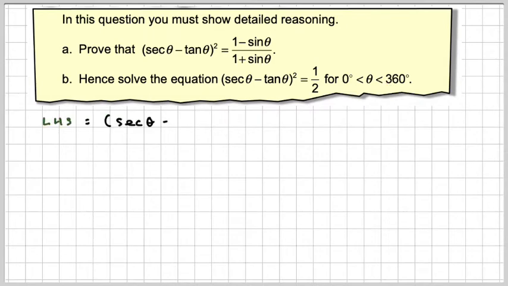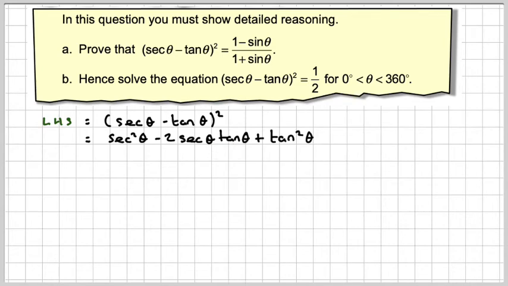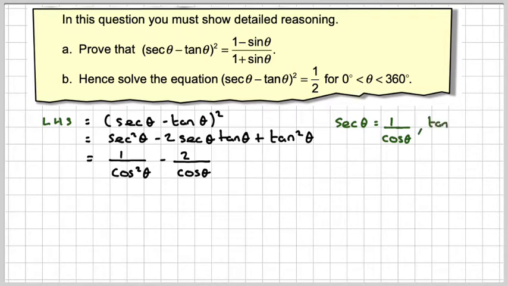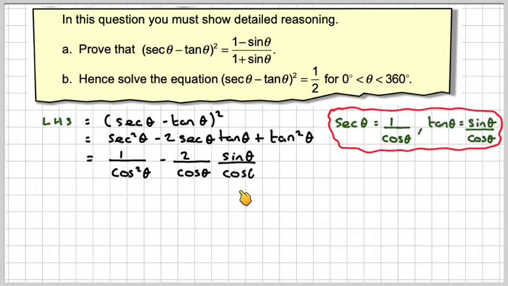Okay, so if we take the left-hand side, which is sec theta minus tan theta, and then we square it, that becomes sec squared theta minus 2 sec theta tan theta plus tan squared theta. We know that sec theta is 1 over cos, so we'll replace this as being 1 over cos squared, and this one being 2 over cos. We know that tan theta is sine over cos, so we'll replace that with sine over cos. And again, we can replace this one with sine squared over cos squared.